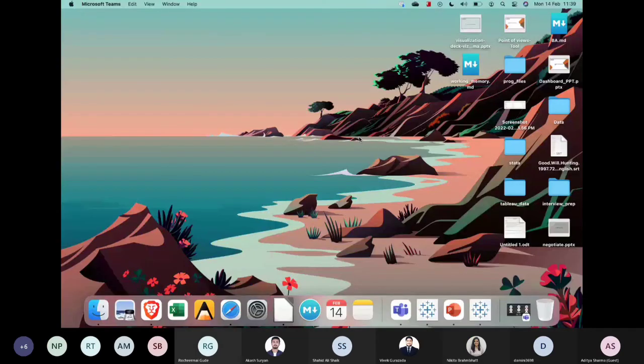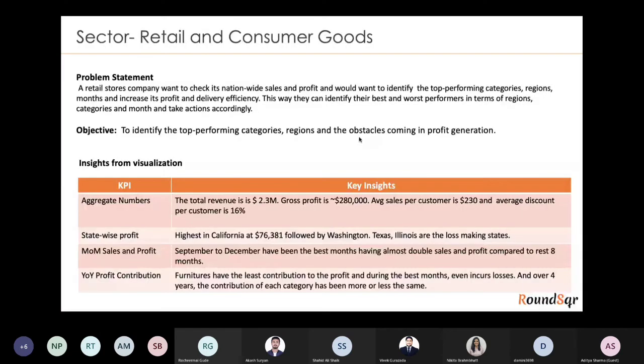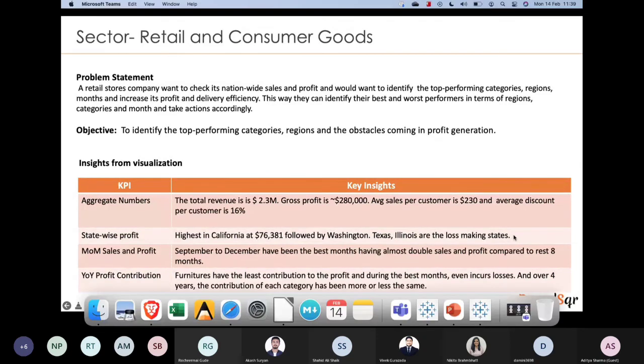So our problem statement goes like this: there's a retail stores company that would want to know its nationwide sales and profit, and would like to know which are the top performing categories, which are the categories that are not performing well, and which are the reasons contributing most to the bottom line, so that this way they can improve their delivery efficiency and also take a look at the profit contributors and optimize them. So without much further ado, let us jump straight to the dashboard.